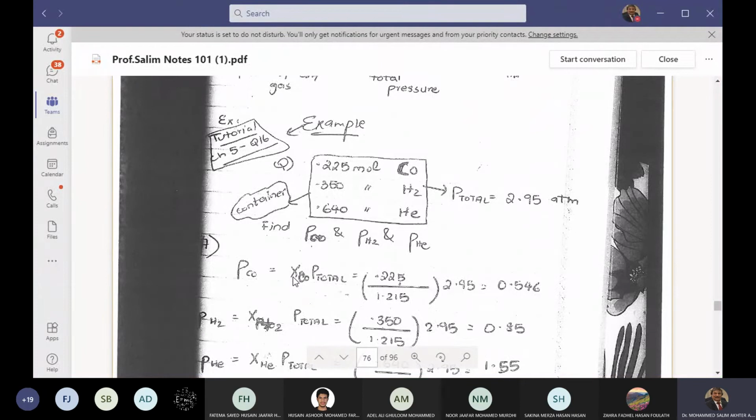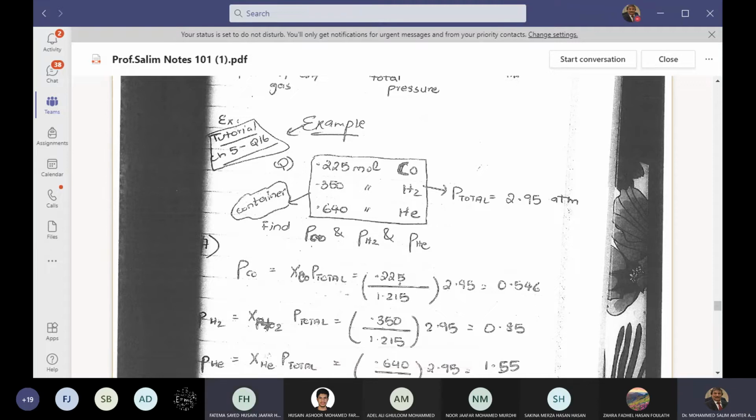X_CO, the mole fraction of CO gas. What is the individual pressure for CO? 0.225 over 1.215. How did I get this? We add them together, then multiply by P total, which is given here. Is this the correct number?